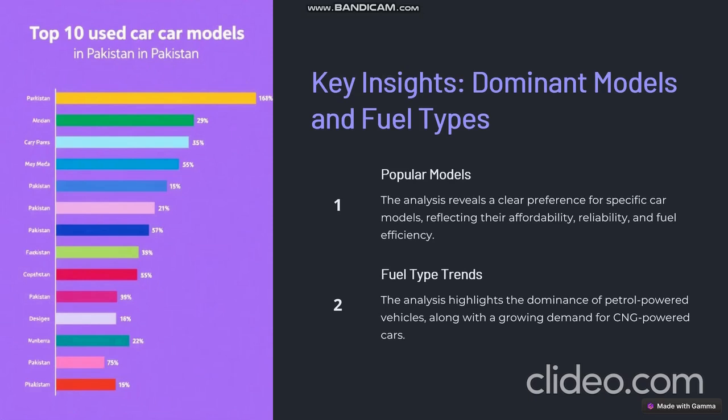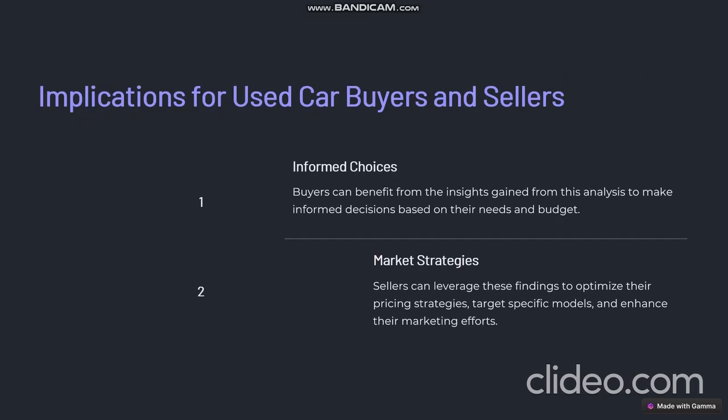We could also see the popular models in the Streamlit application, and we would also see the fuel type preferences and trends in the Streamlit app, whether the car is petrol or CNG powered. Then we have implications for used car buyers and sellers.